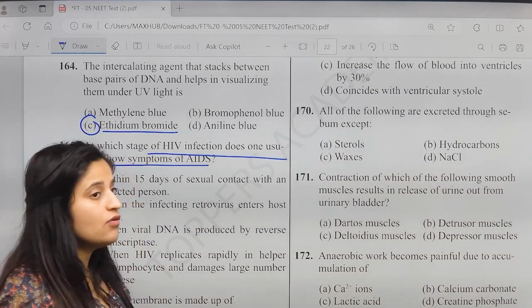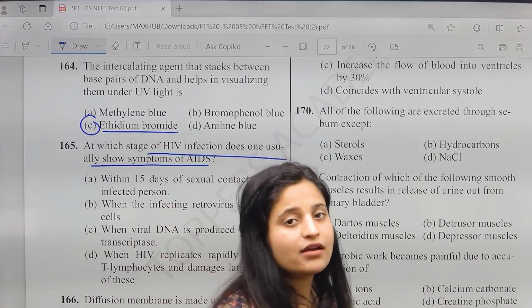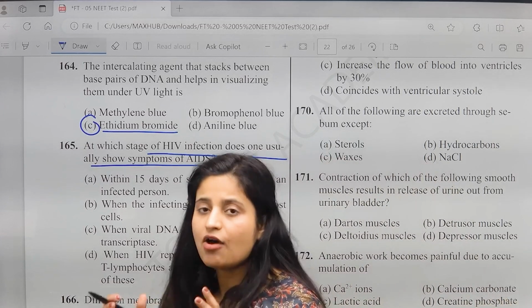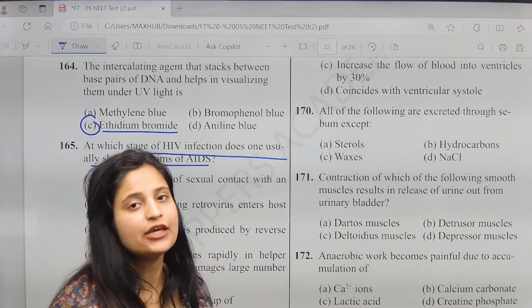The next, when somebody has an HIV infection, this virus attacks the T cells. Okay, majorly the T cells are affected in this disease, and T cells are responsible for providing immunity.